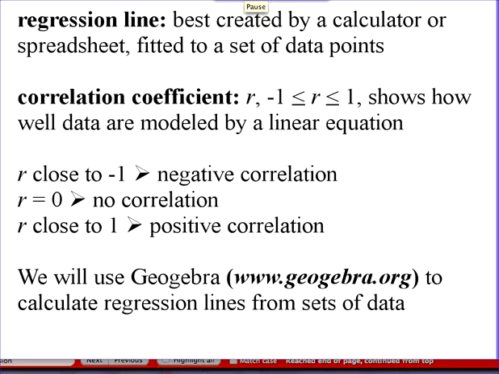The last thing we're going to do today is talk about a regression line. Tomorrow we're going to do an activity with GeoGebra on the netbooks. You can actually do that activity at home as well.